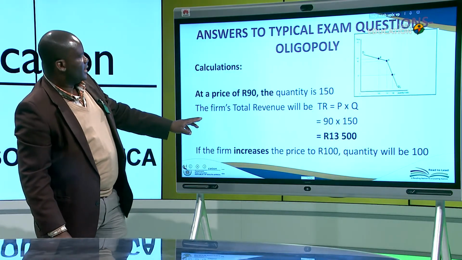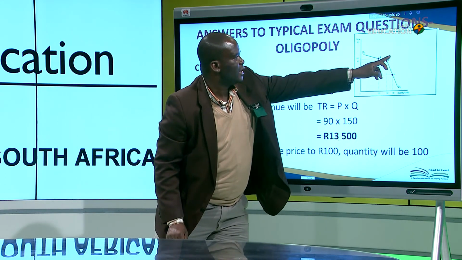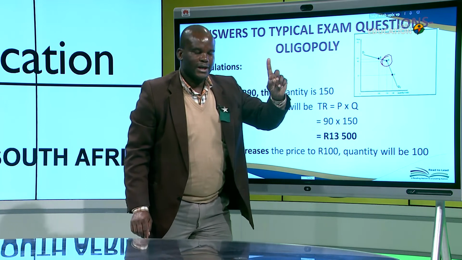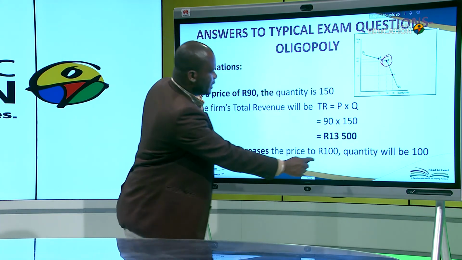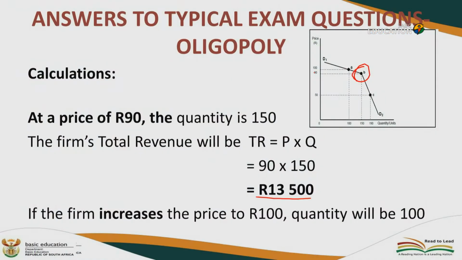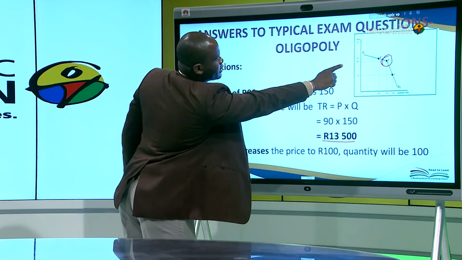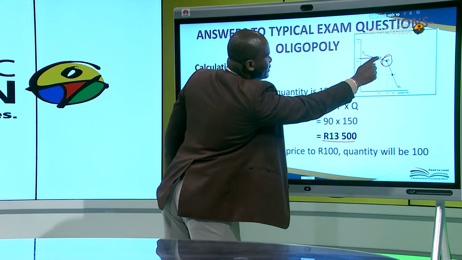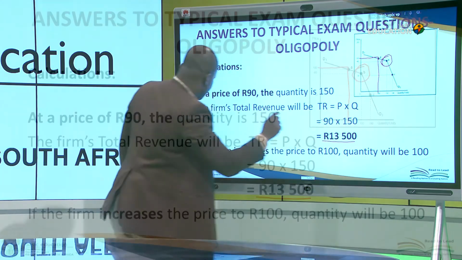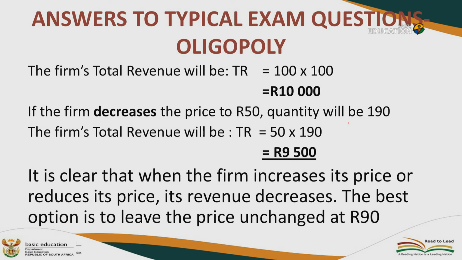This can be indicated by some calculation here. Look here. Let's say you sell at your price at the kink of 90. What is the revenue that you get? Price 90 times 150. You get a revenue of 13,500. But if you want to increase the price, let's say to 100, what will be your revenue? It will be 100 price times the quantity of 100. And how much will be your revenue? It will be 10,000.